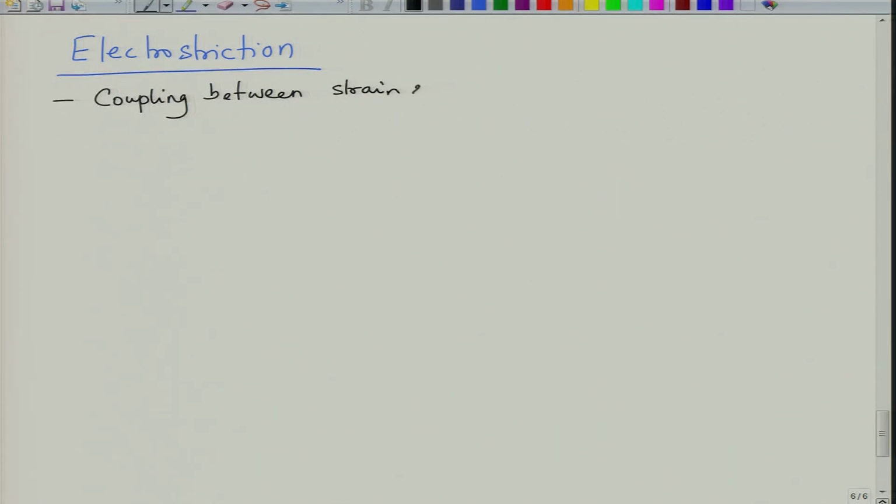So, now let us move to another effect which you must know, called electrostriction. Okay. Electrostriction is very much similar to the piezoelectric effect, and it is basically a coupling between strain and electric field, same as the piezoelectric effect, except that the piezoelectric effect occurs in non-centrosymmetric materials, whereas electrostriction occurs in all dielectric materials irrespective of symmetry.